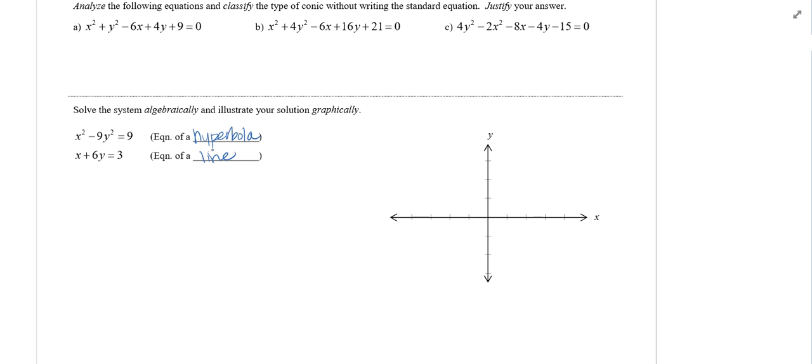I think, especially when you have multiple variables that are squared, the easiest thing to do is substitution. You could do elimination, it's just harder because you have to square variables and all sorts of stuff. So I'm just going to do substitution. So for x, I'm going to subtract the 6y to the other side. Okay, and now I'm going to plug that in for my x into the first equation.